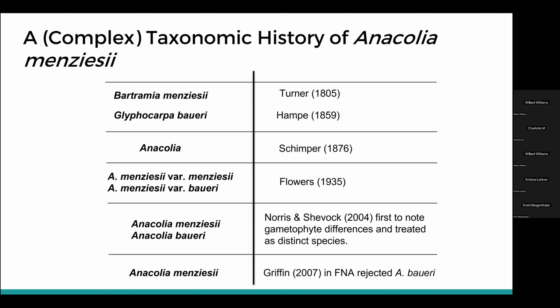But it was not until 2004 that Norris and Shevock accepted that these two things are distinct as species. So now they're back. And also in their treatment, they were the first to note gametophytic differences between the two species. But then in 2007, when Griffin treated this genus in Flora of North America, he again rejected A. Boweri. So the dilemma is that people that are local to California who follow this Norris and Shevock treatment believe it to be a distinct species, but people that aren't from California or from the West typically don't accept them as unique species.